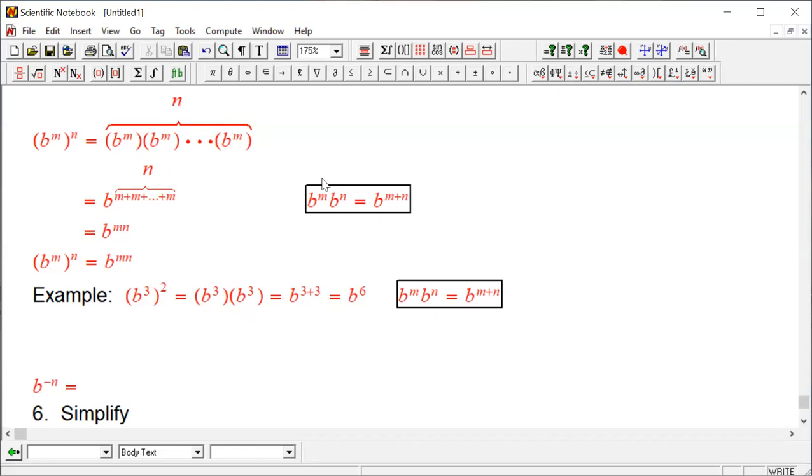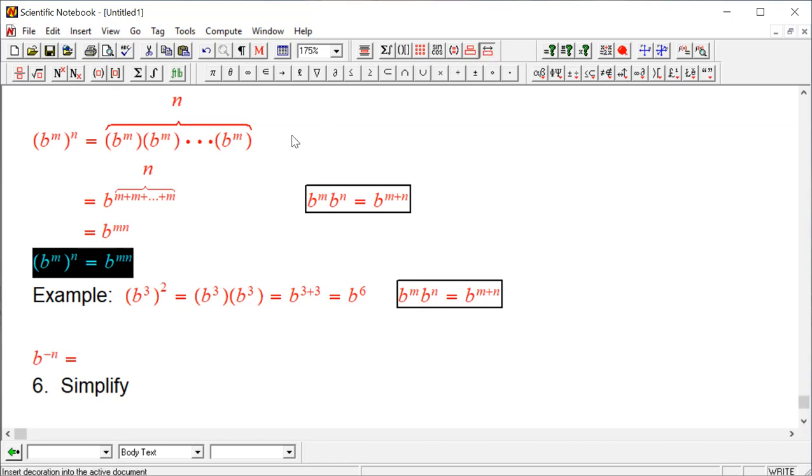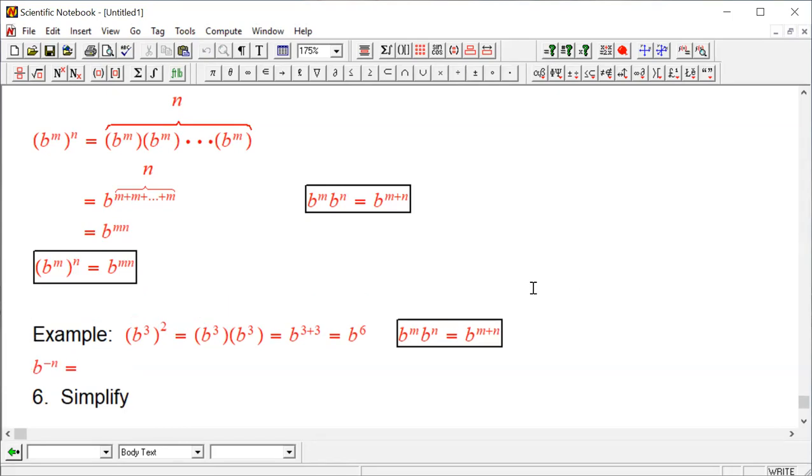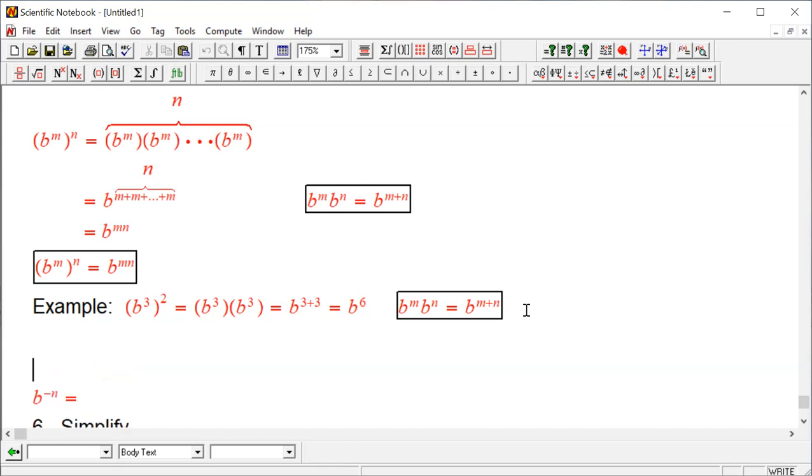Okay. Now, 3 formulas derived already. Now, the next one, negative exponent. This one is a little bit tricky. Before we talk about negative exponent, maybe I would like to mention, what if the exponent is 0, right? b to the power 0, what does that equal to?